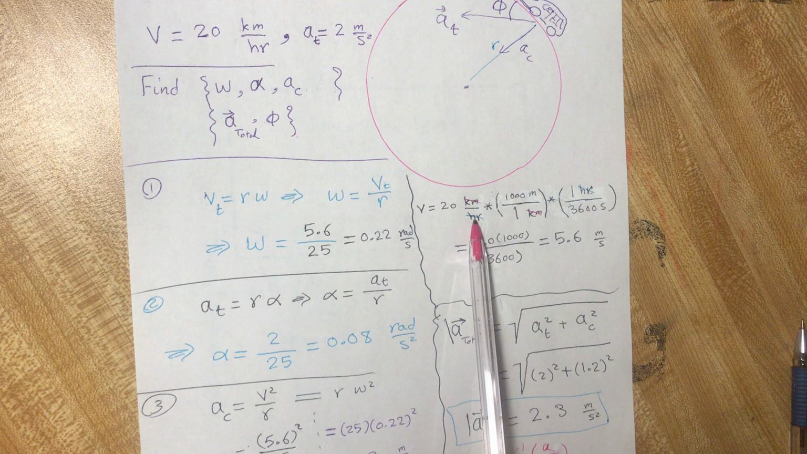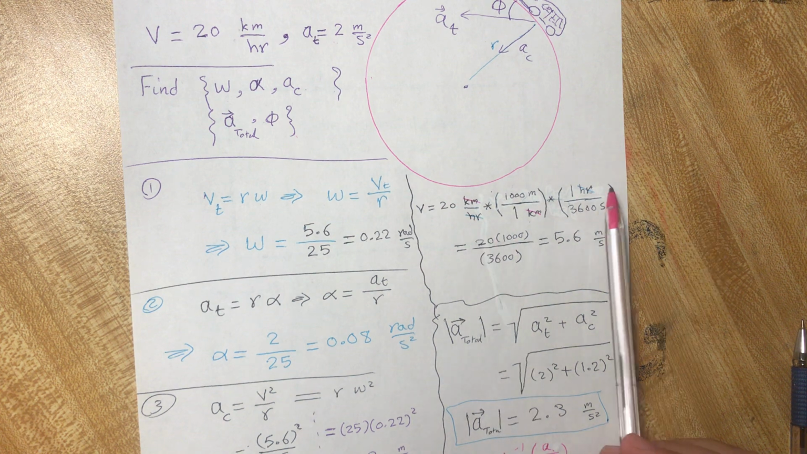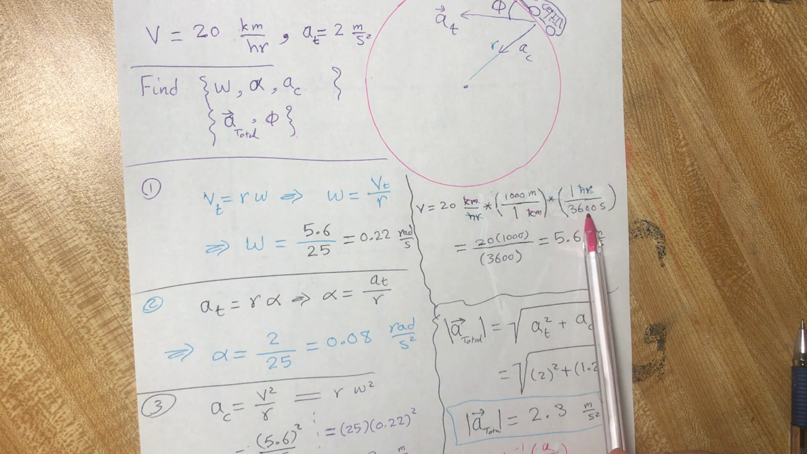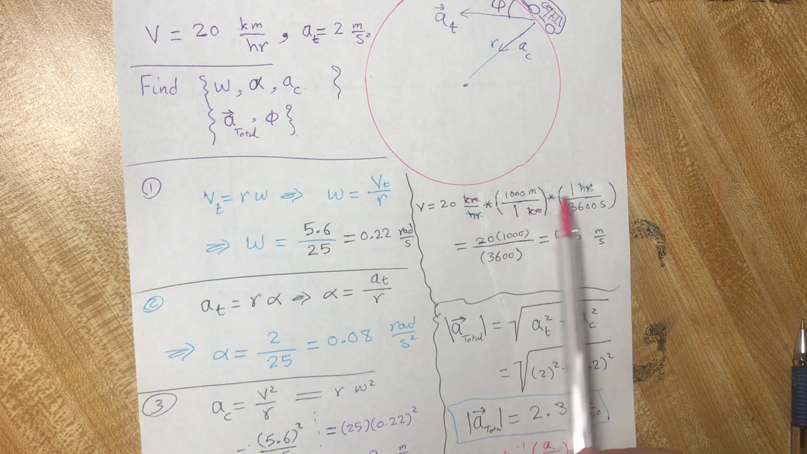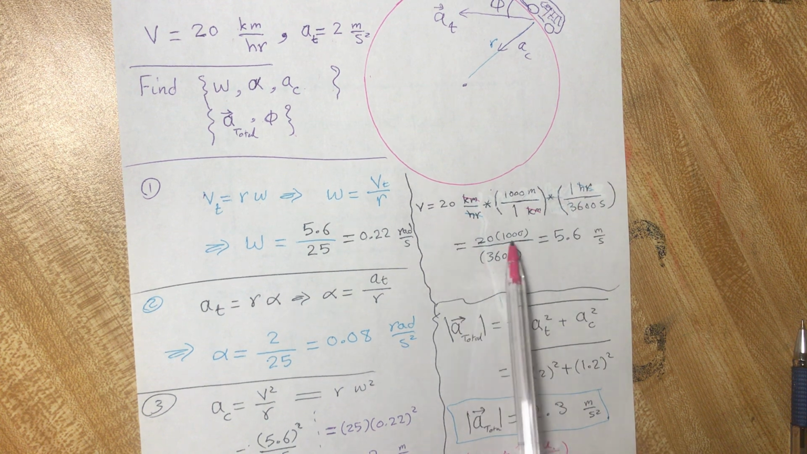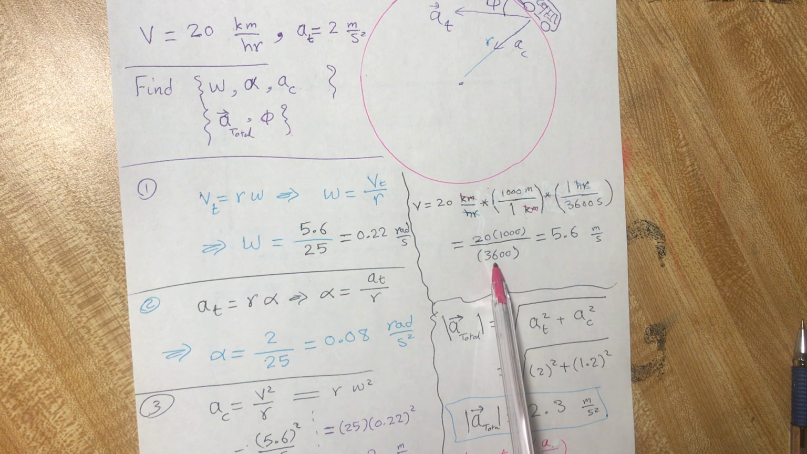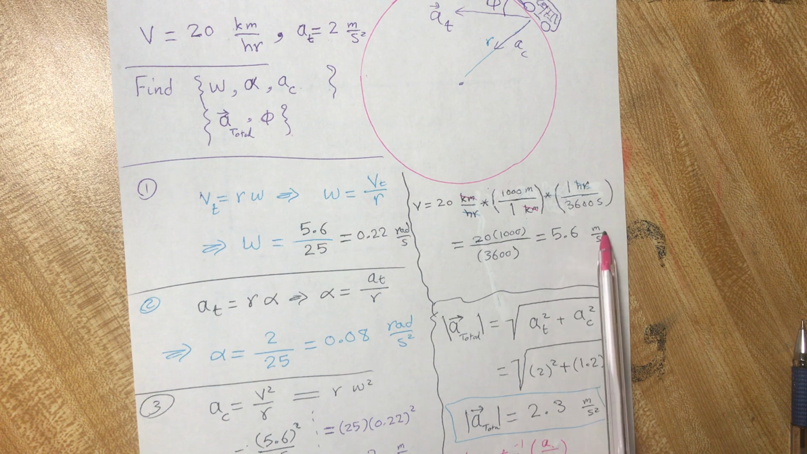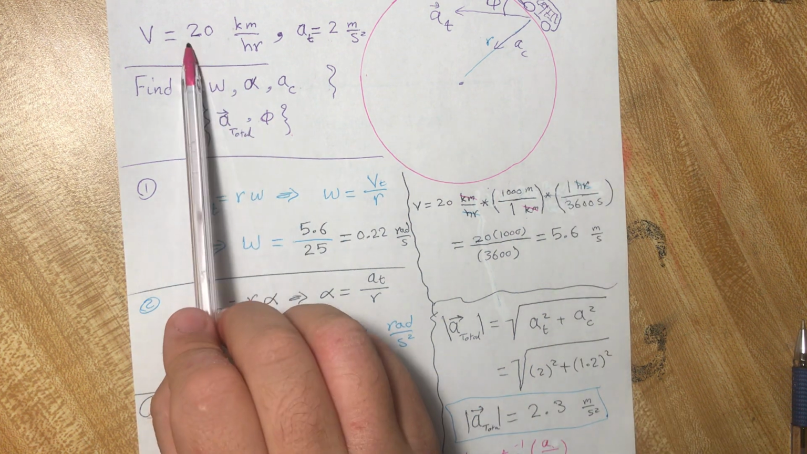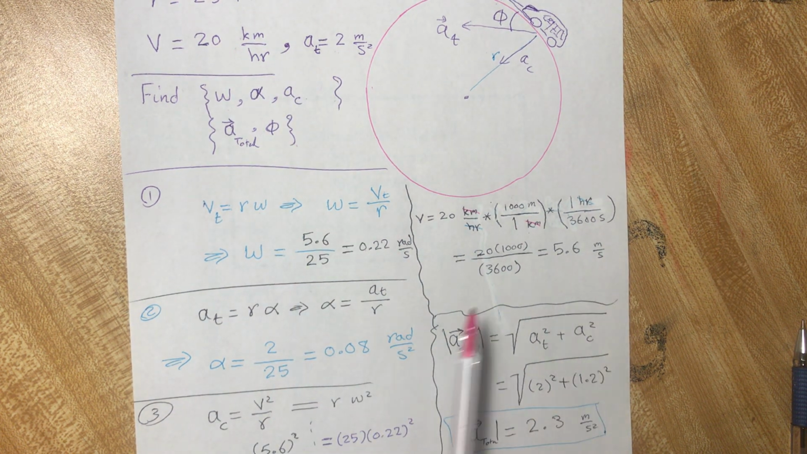Also, we need to convert the hours to seconds. So we need the conversion coefficient, which is 1 hour is equal to 3,600 seconds. In this case, we cancel kilometers with kilometers, hours with hours. So we have 20 multiplied by 1,000 divided by 3,600, which is equal to 5.6 meters per second. Now 20 kilometers per hour is equal to 5.6 meters per second.